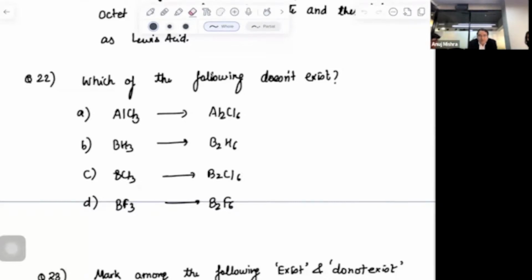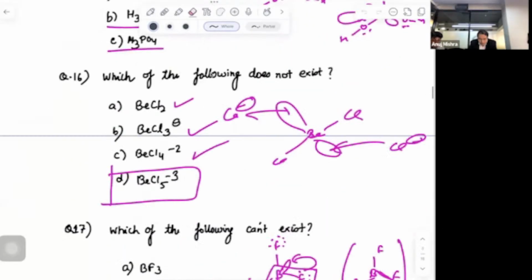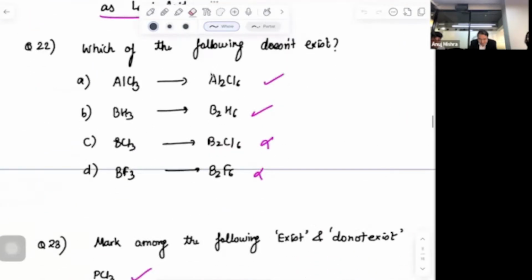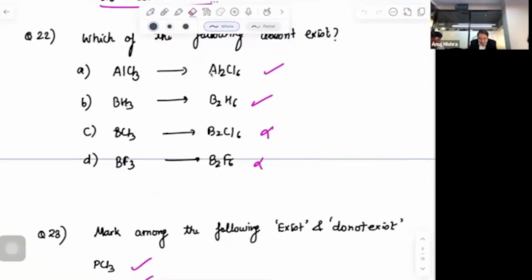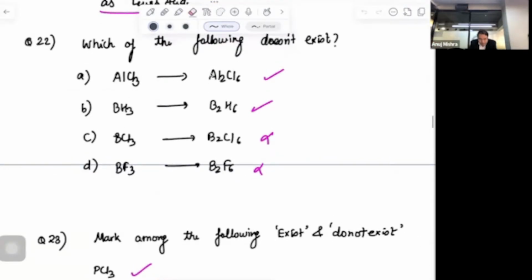So B2F6, B2Cl6. It's D. Does not exist. Yeah, it's D. तो कॉन्फिडेंस से बोल रहे हो. Then we are wrong. B2F6 and B2Cl6 बन जाएगा. B2Cl6 भी नहीं बनेगा. Okay. Next.